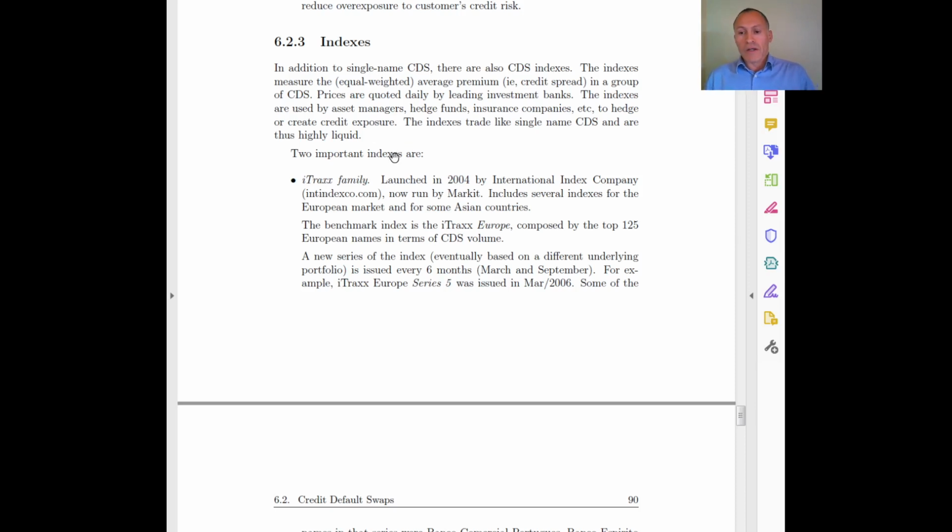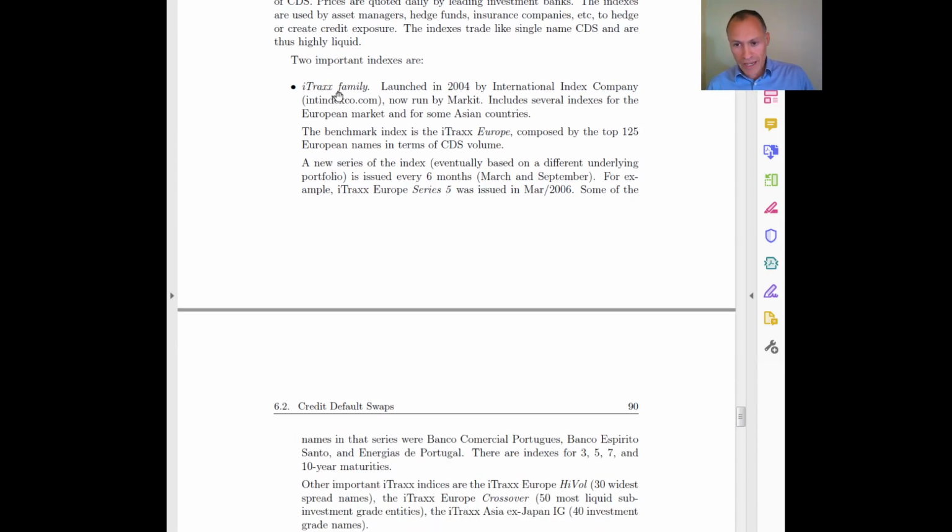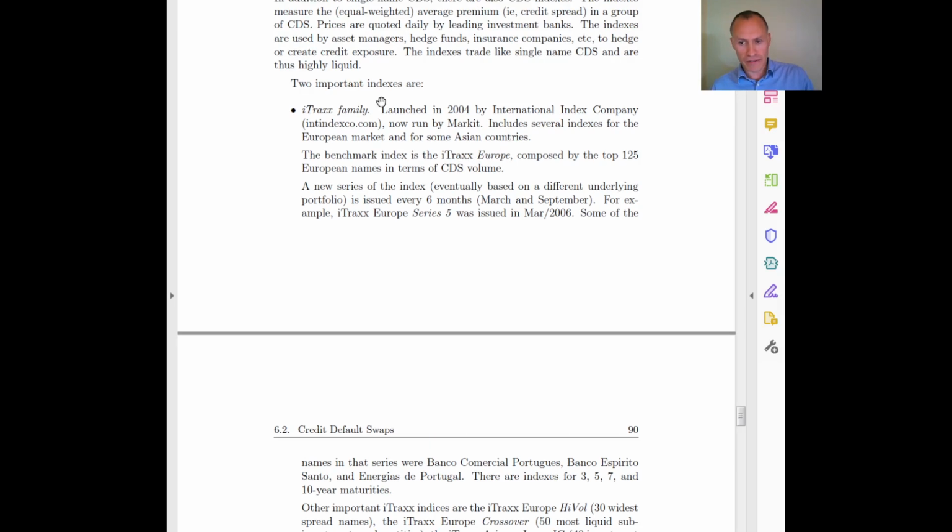Okay, so there are two important families of indices. One is the iTraxx family. This started in 2004. In the beginning, at least, this was focused on the European market. So the main index in this family is the iTraxx Europe, which has the top 125 European CDSs.